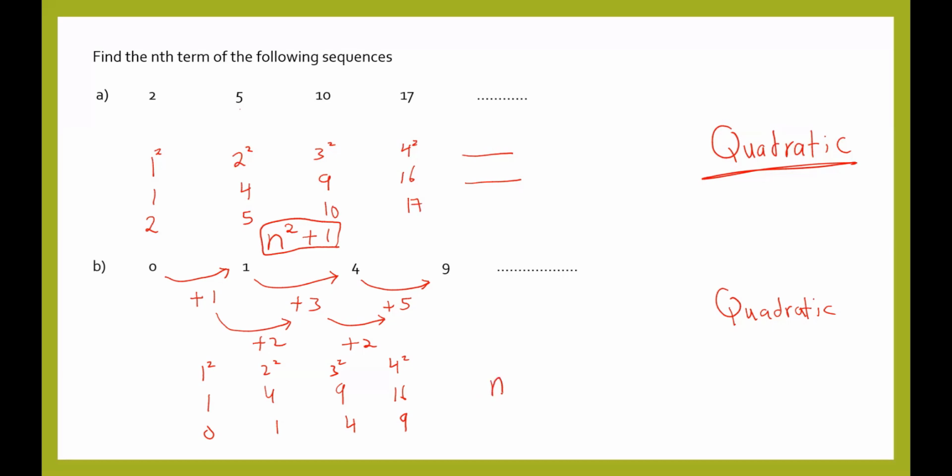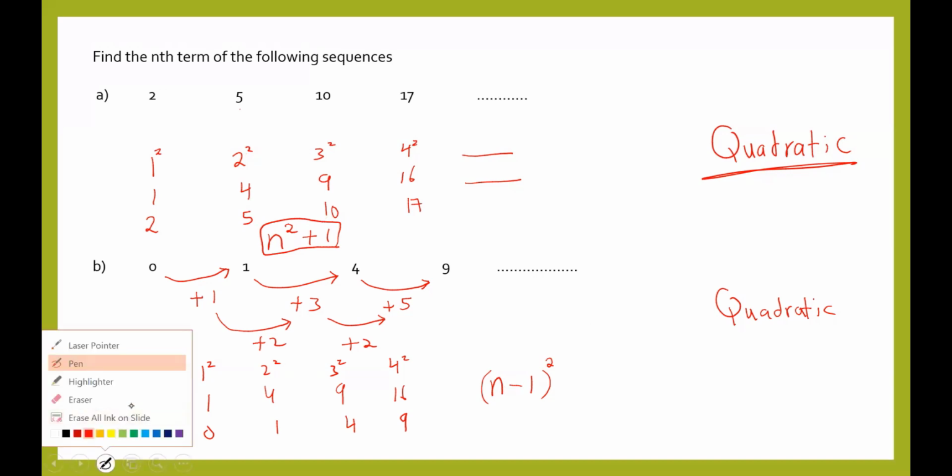It's n squared, or you can say n minus 1, squared. Because 1 minus 1 is 0, 0 squared is 0. Then 2 minus 1 is 1, 1 squared is 1. Then 3 minus 1 is 2, 2 squared is 4. Then 4 minus 1 is 3, 3 squared is 9. If you notice the difference, here we squared, then we added. Here we subtracted first, then we squared.